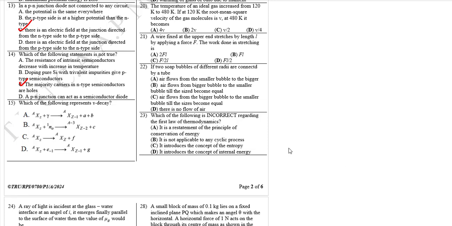Number 15. Which of the following represents a gamma decay? In a gamma decay, the mass number and the proton number don't change. So the only equation which gives that is C. So the correct option is C.